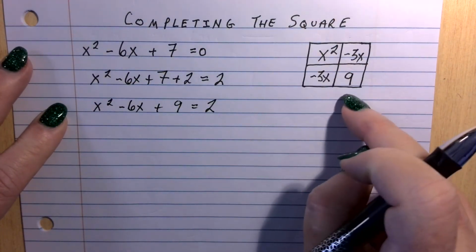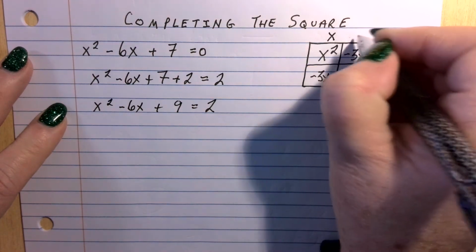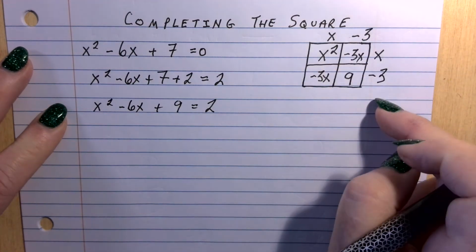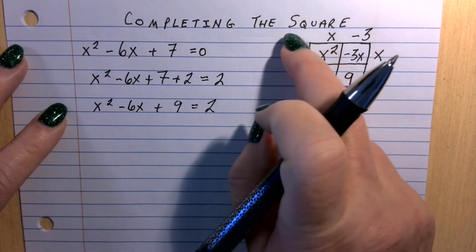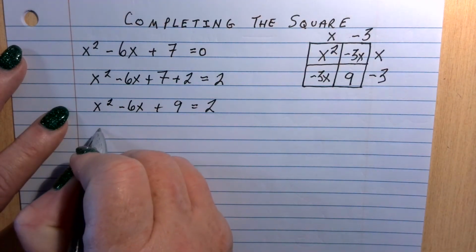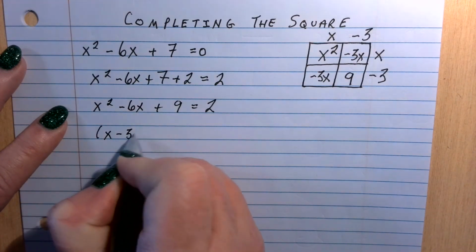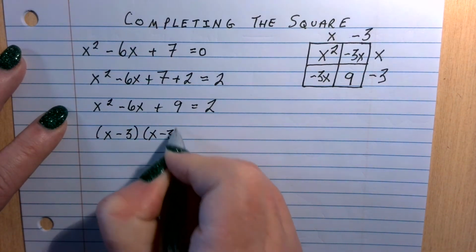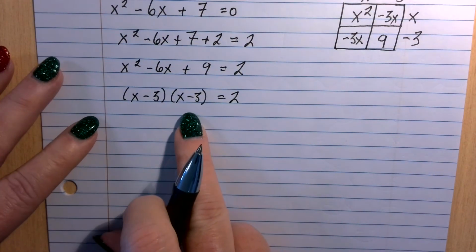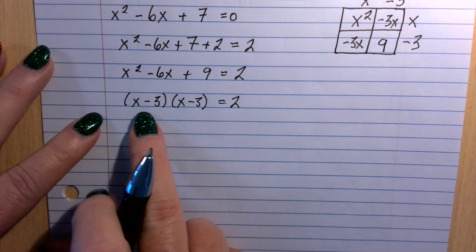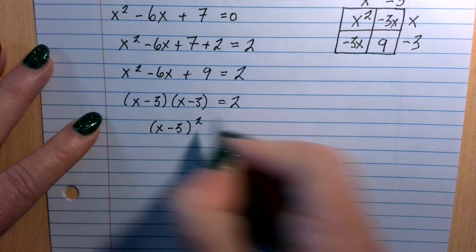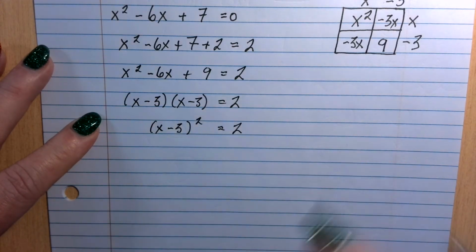Now when I go ahead and factor this, I'm going to see that I have x minus 3 times x minus 3. So the length and the width are the same. We did make a square. We completed the square. So I know that I'm going to be able to factor this: x minus 3 times x minus 3 equals 2. Now I'm multiplying two of the same exact thing. That means I am squaring this. So I'm going to rewrite this as x minus 3 quantity squared equals 2.